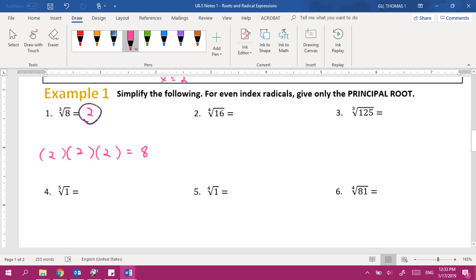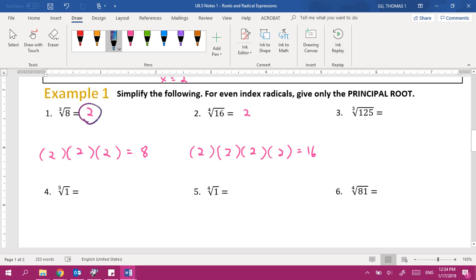All right, number 2. We've got the fourth root of 16. So fourth root tells us that we're going to multiply a number how many times by itself? 4. So what number? 2, that's right. 2 times 2 times 2 times 2 equals 16. So your answer is 2.